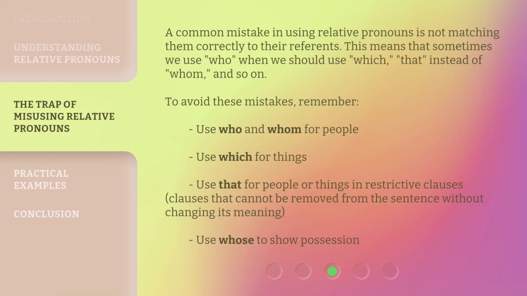A common mistake in using relative pronouns is not matching them correctly to their reference. This means that sometimes we use who when we should use which, that, instead of whom, and so on. To avoid these mistakes, remember: use who and whom for people. Use which for things. Use that for people or things in restrictive clauses, clauses that cannot be removed from the sentence without changing its meaning. Use whose to show possession.